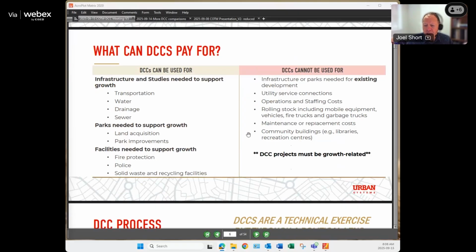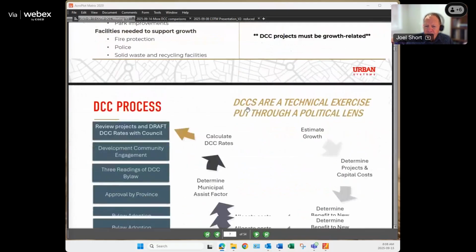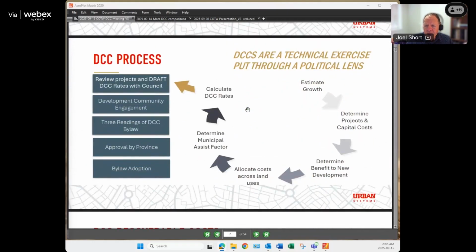And DCCs essentially must be all the projects that you're paying for with DCCs need to be growth related. Now, in terms of the process, DCCs are really like a technical process put through a political lens. So in terms of what we do is we estimate the growth, then we determine the capital projects, and then we take a look at the benefit to new development for each one of those capital projects, and we'll touch on that a little bit further in the presentation.